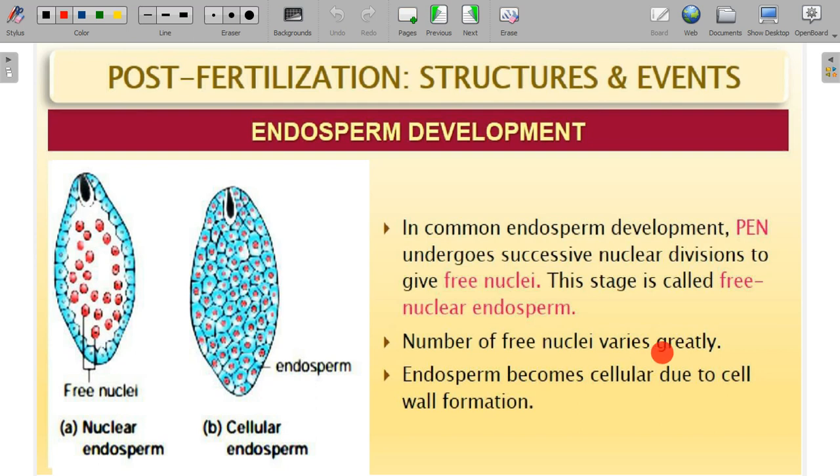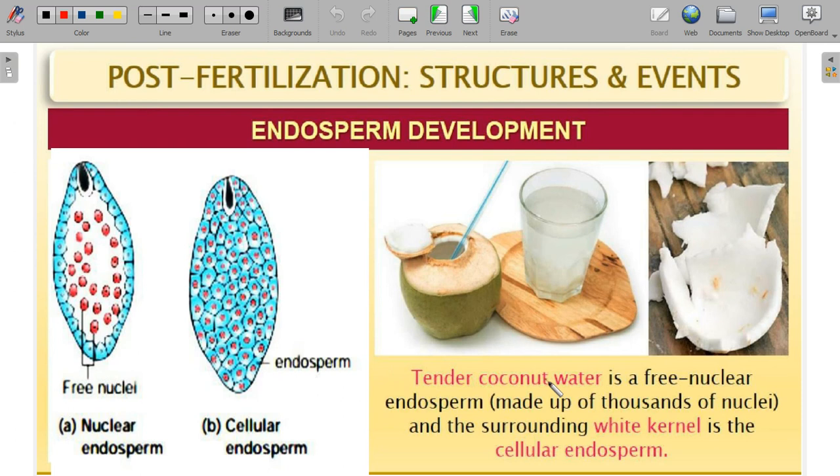The number of free nuclei varies greatly. The same free nuclear endosperm can transform into cellular only if cell wall formation takes place. For example, the water which we are drinking, the tender coconut water, is a free nuclear endosperm, which is made up of thousands of nuclei without cell wall formation. And the white kernel, the surrounding one, is nothing but the cellular endosperm.